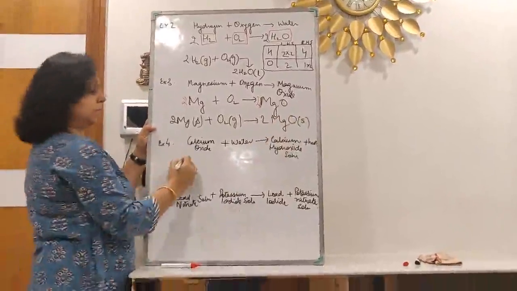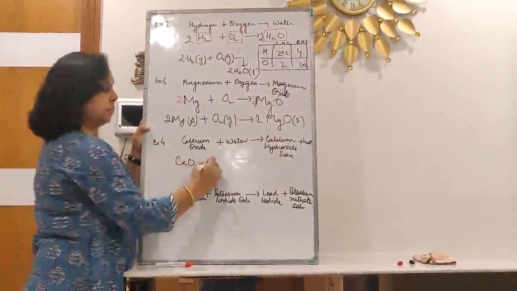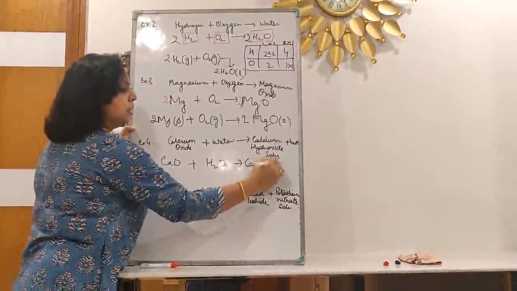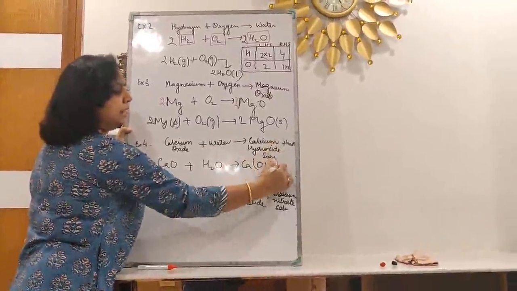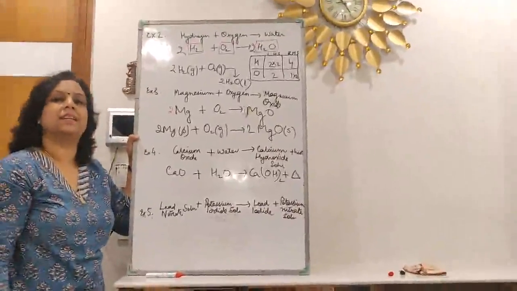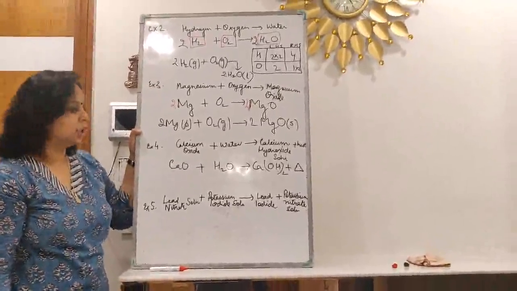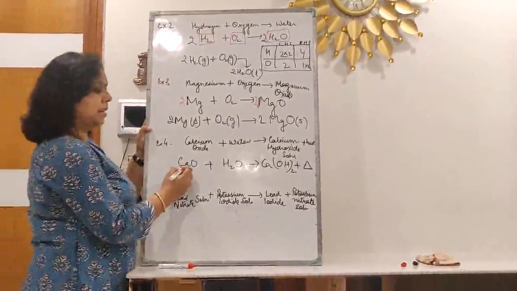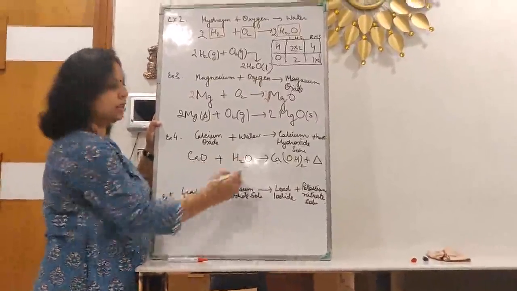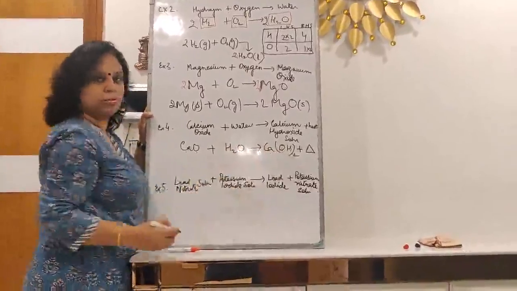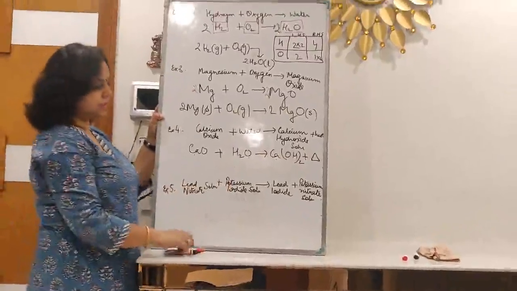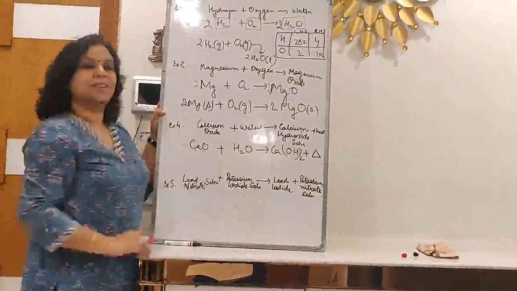One more. Calcium oxide plus water forms calcium hydroxide. It also mentions heat. So heat we are going to denote as a symbol of delta in the products. If we see, calcium is 1 over here, 1 over here, oxygen is 1, 1, 2 over here, and over here 1 into 2, 2. Hydrogen is 2, and over here it is 2, which means my equation is already balanced.